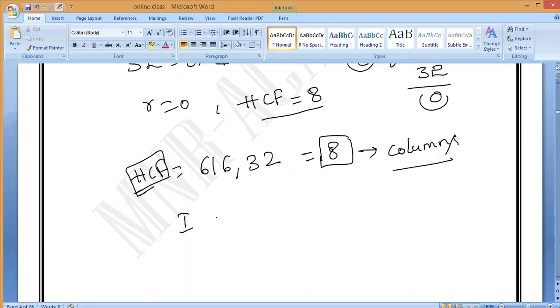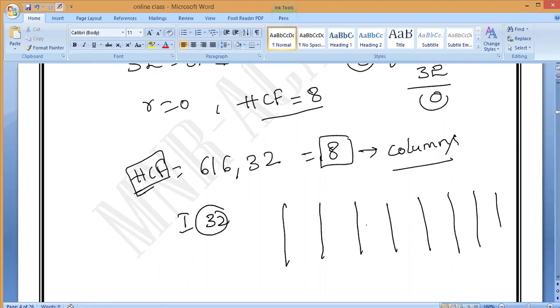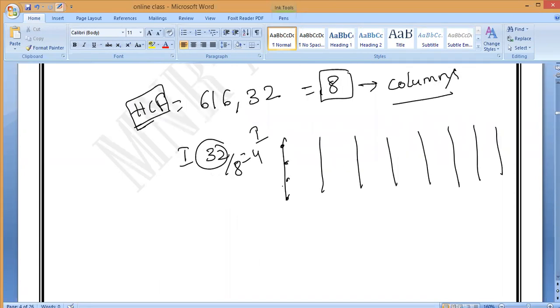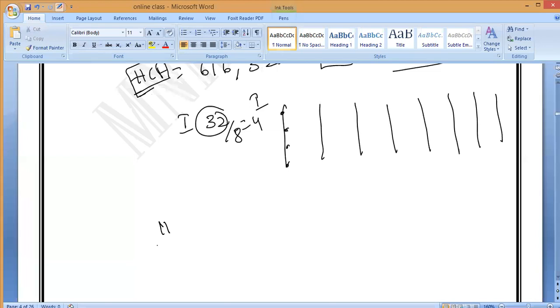First group is 32 members. You have to arrange them in 8 columns. So each column, how many? 8 columns, each column 4 fellows. Correct or not? So 32 divided by 4, 32 members you can make 8 columns. So each column we can keep 4 members. Like that, 616 also, how many will come in each column?